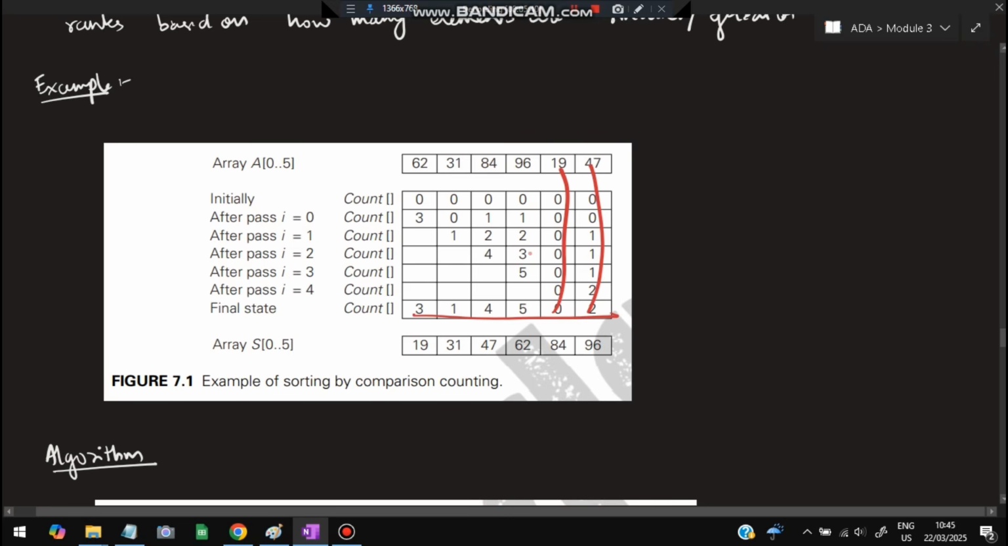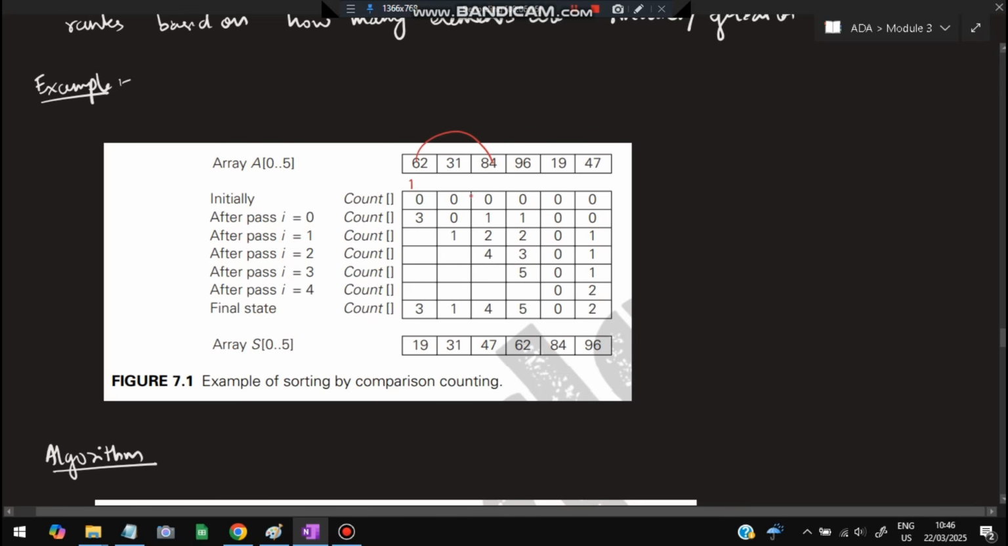Now, how have we written these things? First stage, you write all zeros, done. Next stage, you'll be comparing 62 and 31. When you compare 62 and 31, which is greater? Whichever is greater, increment that count. Initially it will be 0, and when you increment that count, it will become 1 here. Now 62 and 84: which is greater? 84 is greater, so increment 84's count.